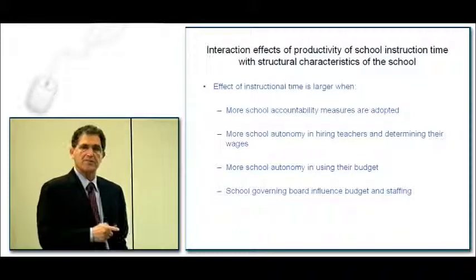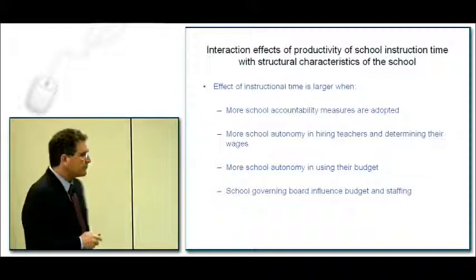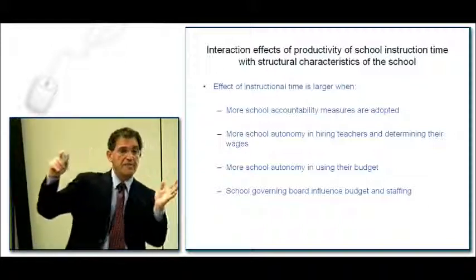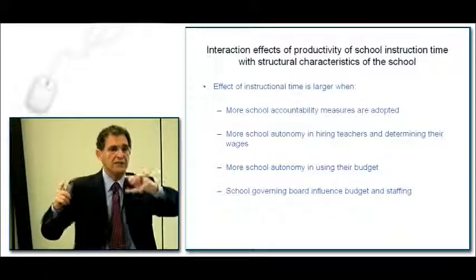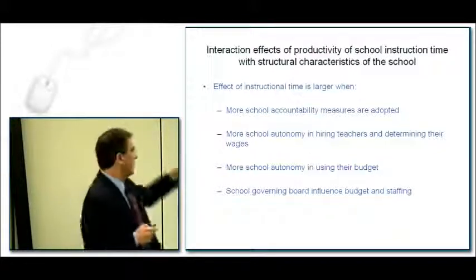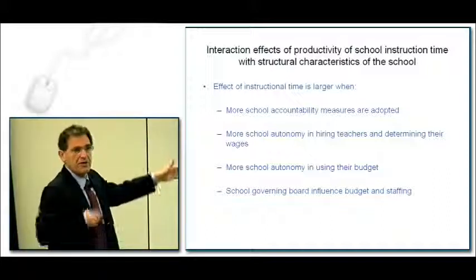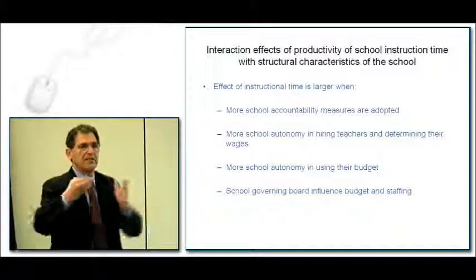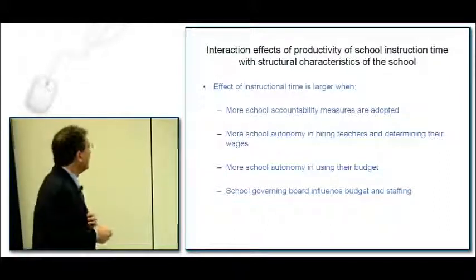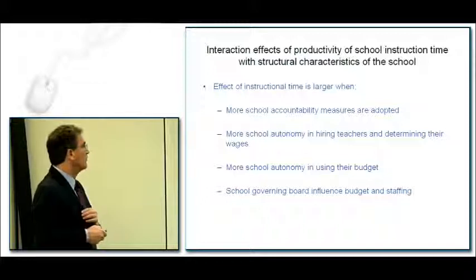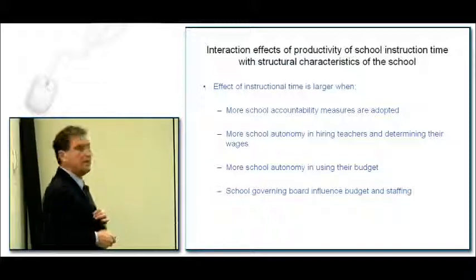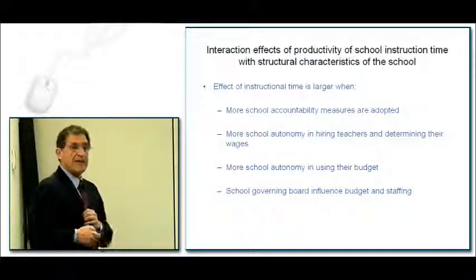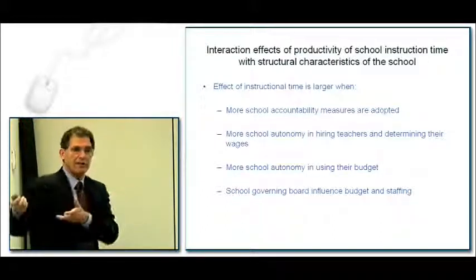The way I do it is I use the same estimation framework I had before, but now I have an interaction term between instruction time and each of these features, which are introduced as dummy variables or indices. The nice thing about PISA is that it produces indices for you. An index for the accountability in the school, an index measure for the autonomy in staffing, an index in terms of using the budget, an index in terms of the quality of other inputs.